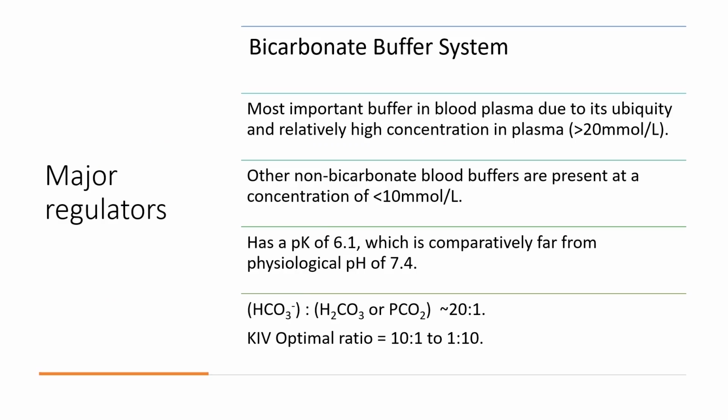And I explained earlier, if you remember when we were talking about the factors that determine the effectiveness of a buffer system, one of the factors we mentioned is that a buffer system with a very high concentration in the blood will make a very good buffer system. And that is one advantage the bicarbonate buffer system has. It has a very large concentration in the blood. It is said to be the most ubiquitous buffer system in the blood because of the sheer concentration it has in circulation, compared to other non-bicarbonate buffer systems which are present in a much smaller concentration.